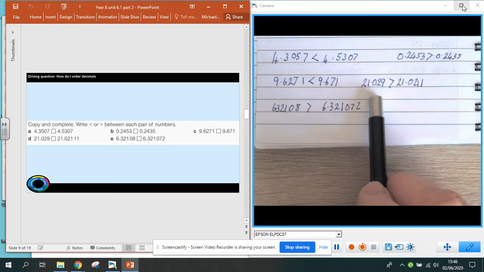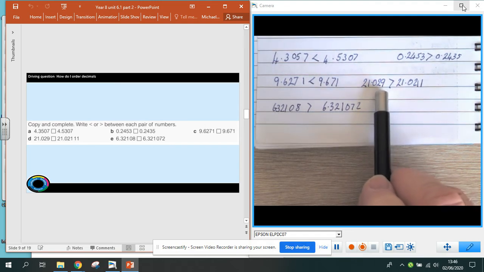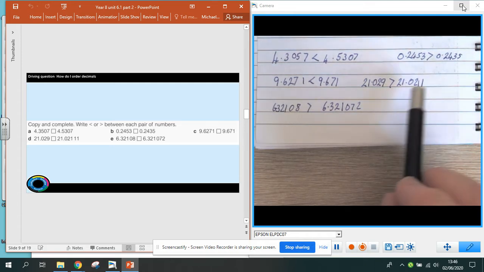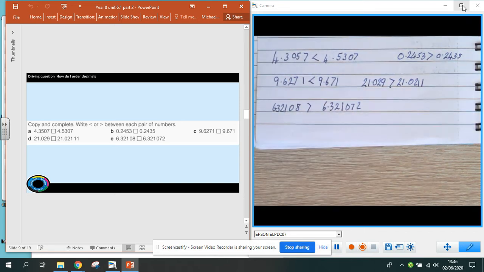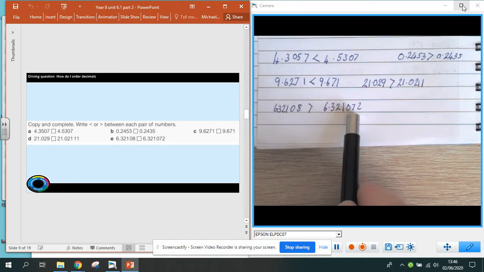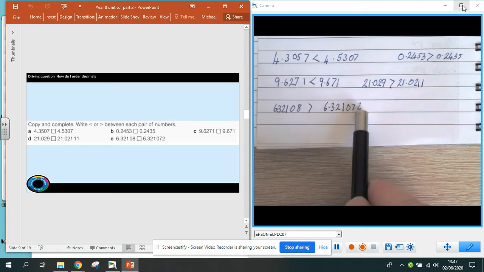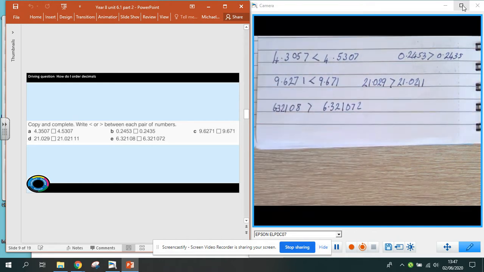Similarly with this one, 21 is exactly the same. 0, 0, 2, 2, 9, 1. Even though there's another number on the end here, there's 1, 1, that's totally irrelevant. 9 is bigger than 1, so this number is biggest. And the same thing over here. 6, 6, 3, 3, 2, 2, 1, 1, 0, 0, 8, 7. 8 is bigger than 7. This is the biggest number. Even though there's another number on the end there, it doesn't make any difference at all, because we're after the decimal point.